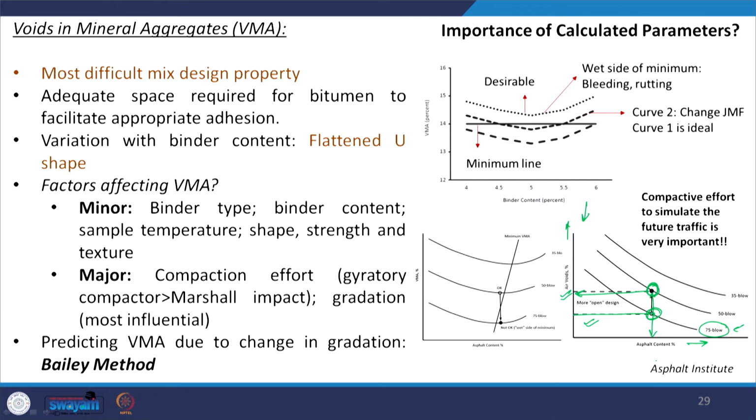So, I hope that by now we understand the importance of VMA, and the prediction of VMA is a very interesting topic because, as I said, this is a difficult thing to do. One of the available methods, which is also suggested by the Asphalt Institute, is the Bailey method, which describes the process of optimizing the aggregate gradation and controlling the VMA of the mixture based on the aggregate gradation. Again, this is one topic which can be looked at, though we are not discussing it during this particular module.